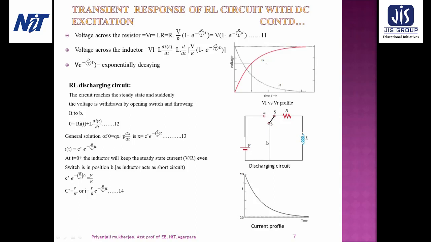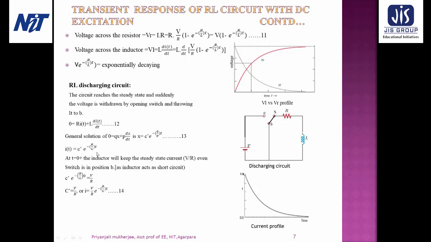So, from this, now consider this loop, and here there is no voltage. So, we can write down the KVL equation like this: 0 equals R i(t) plus L di/dt. Now, for this type of homogeneous equation, the solution becomes C e to the power minus R by L t, which gives i(t) equal to C dash into e to the power minus R by L into t.